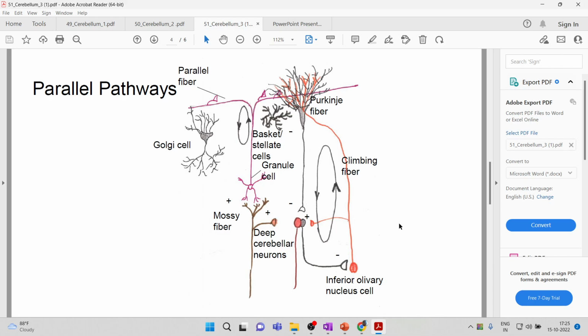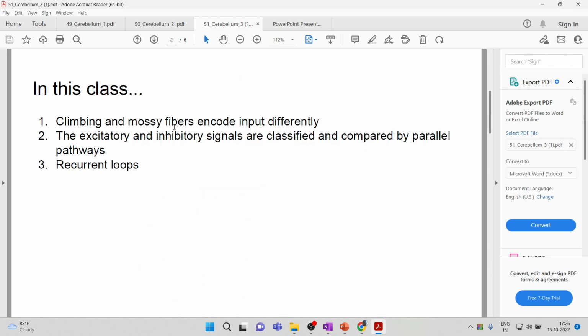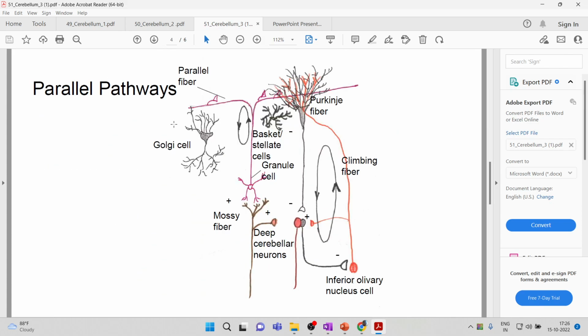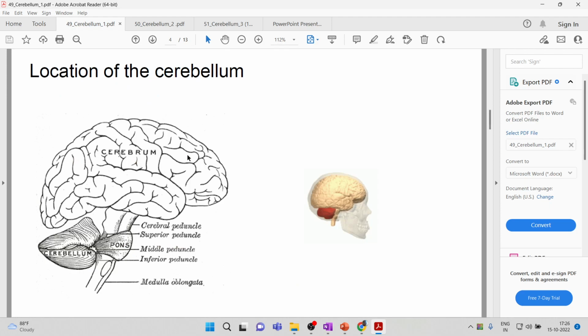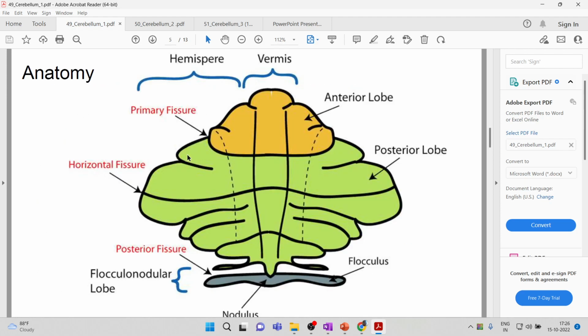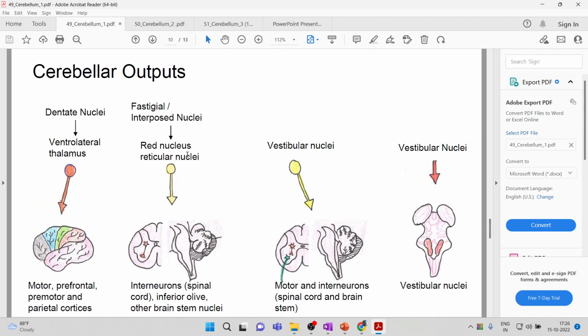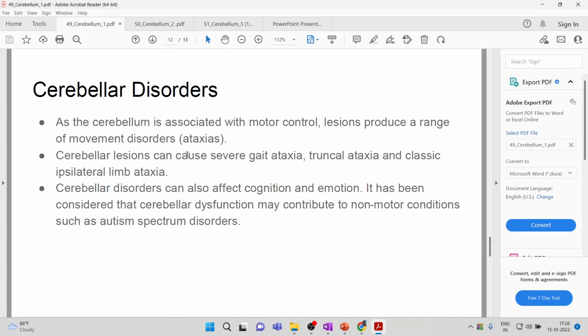And this receives inputs from various sources, through these neurons called mossy fibers. So we go here, we can see what the cerebellum looks like. Not able to find that photo.